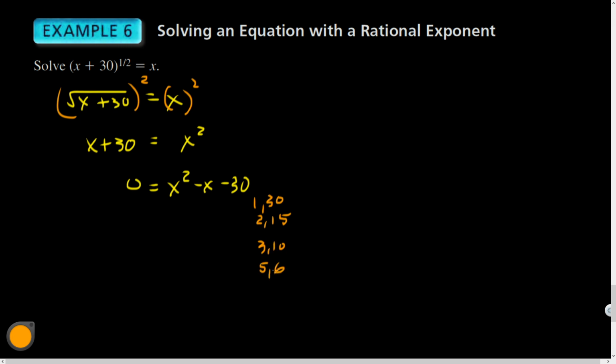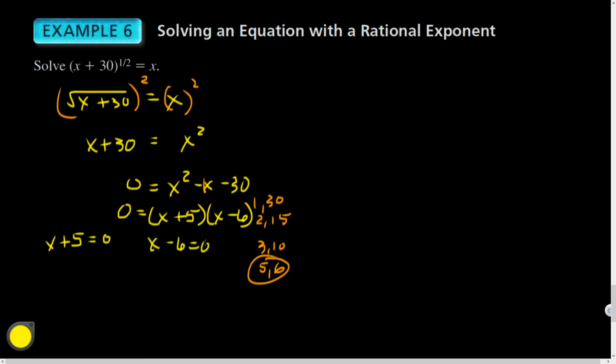Which of these subtract to be 1? Oh, that's the 5 and the 6. So I'll have x with a 5 and x with a 6, two separate factors equal to 0, plus 5 and minus 6. So by the zero product property, x plus 5 equals 0, or x minus 6 equals 0. Solve, subtract 5 from both sides. Solve, add 6 to both sides. And then I would do a check.